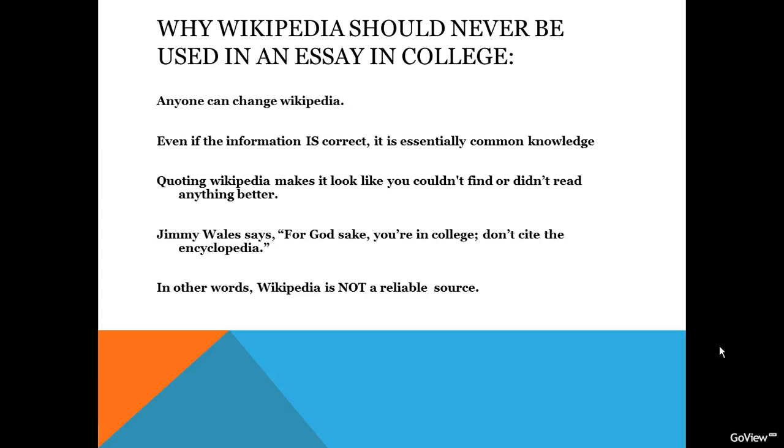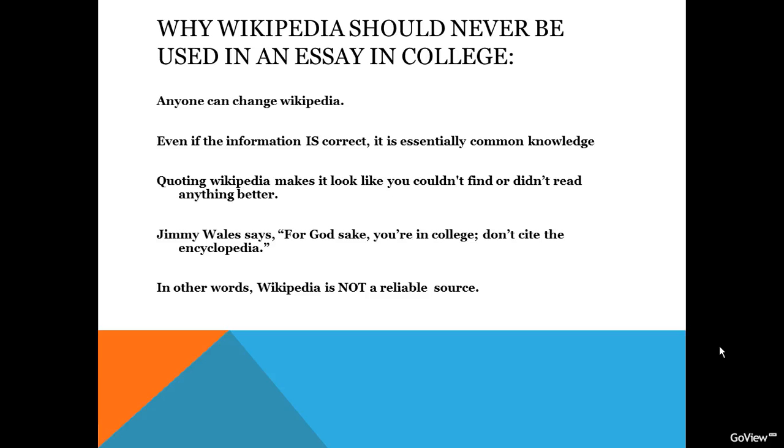I know Wikipedia is a popular source, and this is why it should never be used in an essay for college. There are good reasons. Anyone can edit Wikipedia. However, even if the information in a Wikipedia article is correct, it is essentially common knowledge. It is basic, kind of fourth grade level information. You in college need to be reading more in-depth sources.